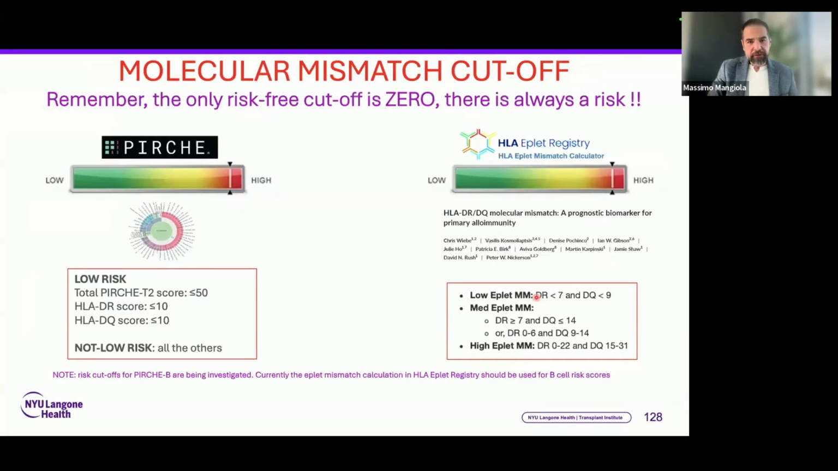But because we all need cutoffs, these are the cutoffs that we use at NYU. For the B cell side, we do use the cutoffs derived from the Wiebe and Nickerson publications. The B cell cutoff from PIRCHE, so the PIRCHE-B, is currently being investigated. So probably in the future, we're going to have some PIRCHE-B scores that we can use, similar to what we do with the eplet mismatch. On the PIRCHE side, this is what we use. This is our preference, given a lot of discussion and reading of papers that we have done together as a team. I don't know if they are correct. We'll figure it out. We have a clinical trial in progress to try to figure that out.